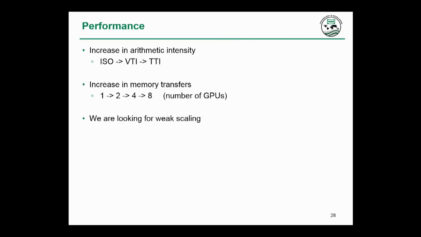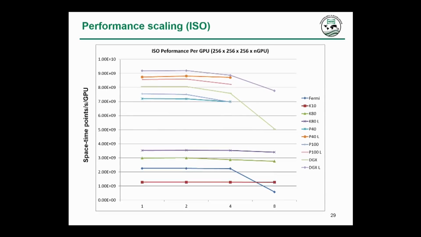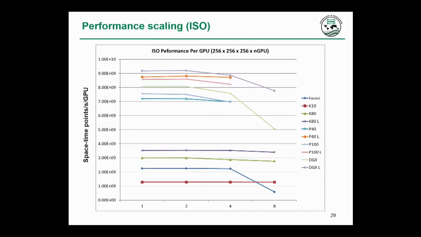So if we are computationally or memory bound on 1 GPU and we need to double our domain, the idea is that if we successfully hide this, we're moving to a new software design element for inheritance and modular design, but we want to make sure that we're still maintaining good high performance computing. So we're after weak scaling. This is a fairly complicated plot, so I'll take a little bit on this and then I'll move into the VTI and TTI.